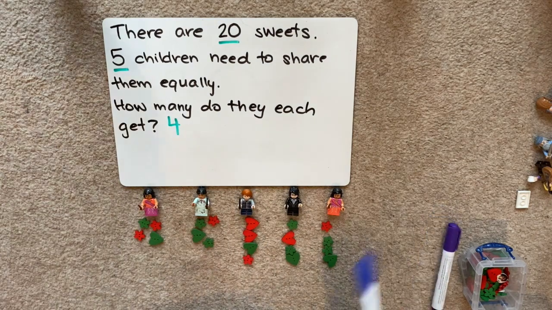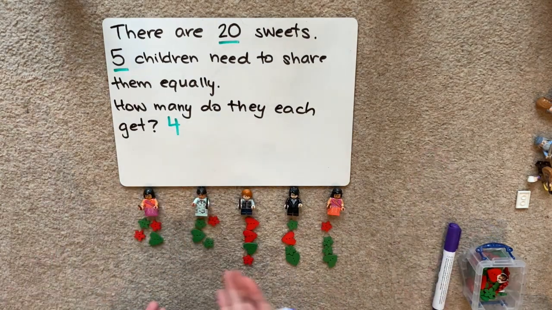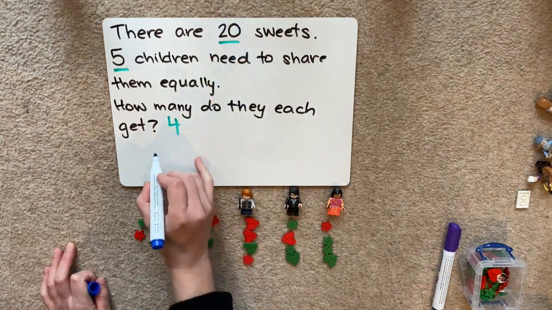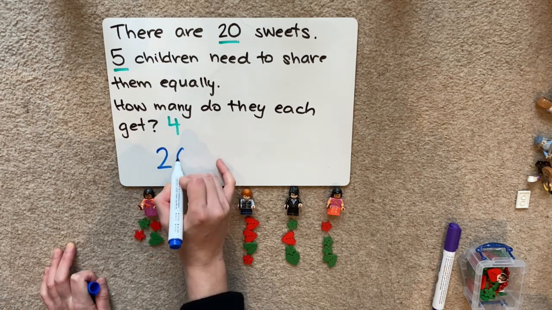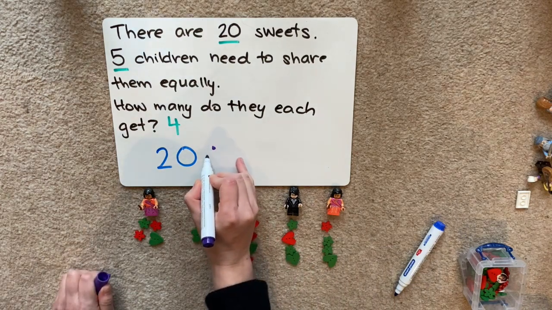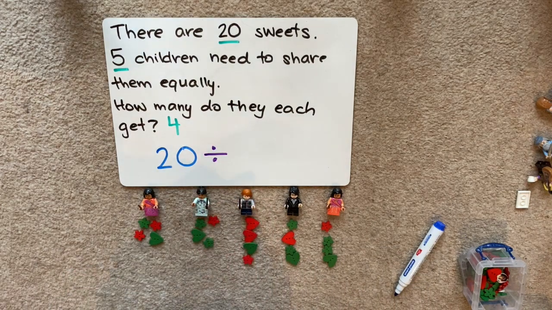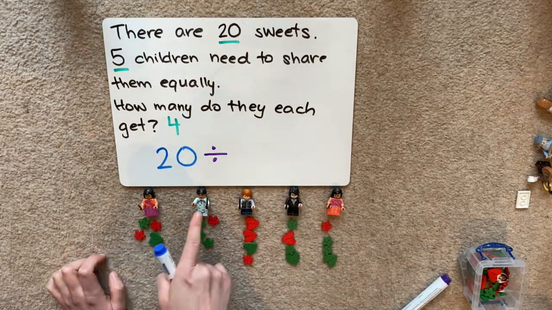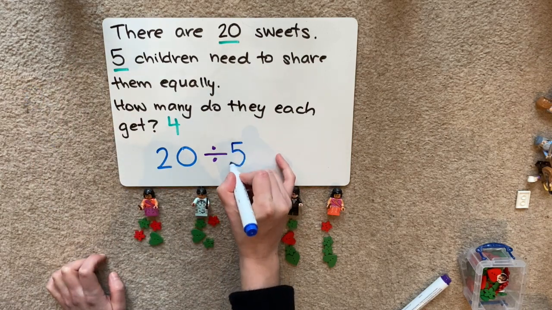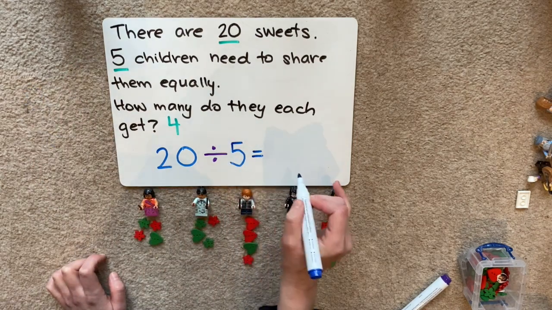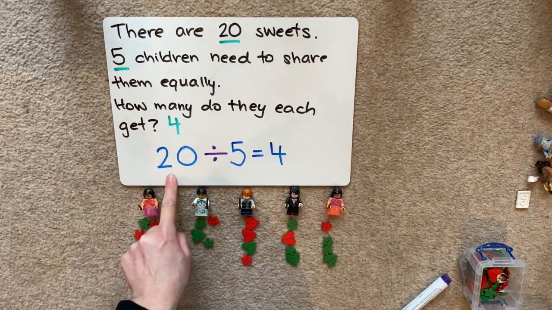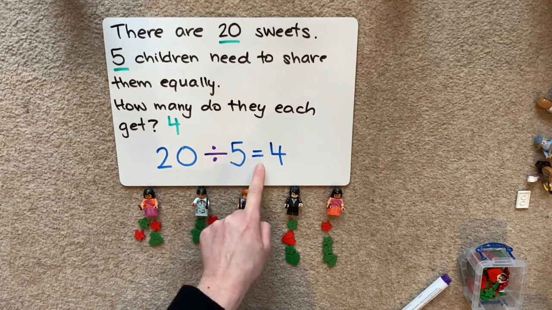As a number sentence, remember we start with our all together number. How many sweets did we start with? Started with 20. So our number sentence is going to be 20, and we need our division symbol. Shared between or divided by. How many children are sharing these sweets? 5. And they each have 4. 20 shared between 5 is the same as 4.